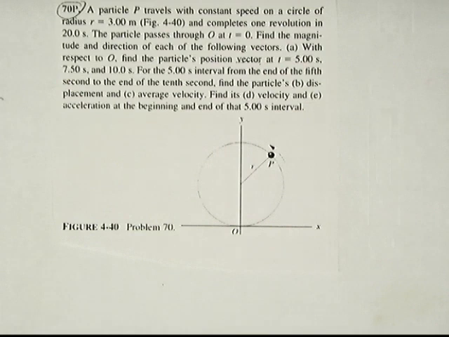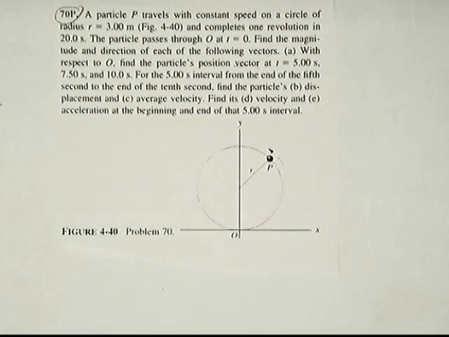A particle P travels around with a constant speed on a circle of radius R, and it gives you a bunch of information there. The radius of the circle is 3 meters, and it completes 1 revolution in 20 seconds. Where have we heard that one before? So what does the 20 seconds mean? 1 revolution in 20 seconds. So in other words, what is 20 seconds? Remember that? Yeah, the period, exactly.